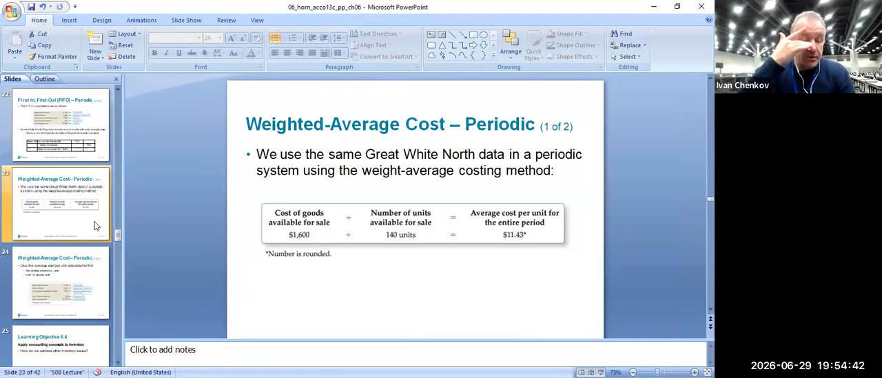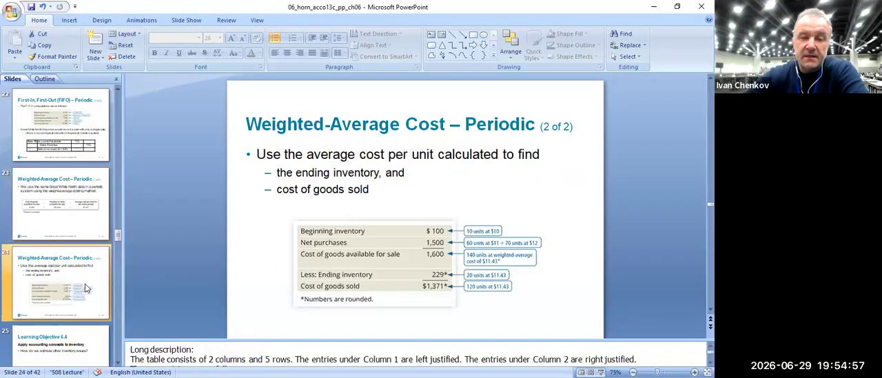For the weighted average cost for the periodic, again, we're getting the beginning balance plus the purchases. That shows how much is the cost available for sale. Divided by the total units, we come up with the average cost per unit. And we're applying this average cost per unit in our calculation.